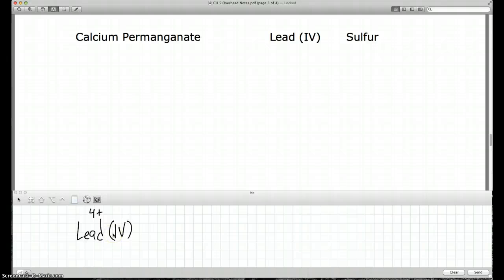So sulfur is a 2 minus. So when I do the formula for that, lead is Pb, S is sulfur, and if I do the switch trick, the 4 from the lead goes down behind the sulfur. The 2 from the sulfur goes down behind the lead.